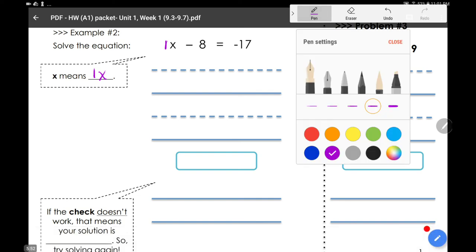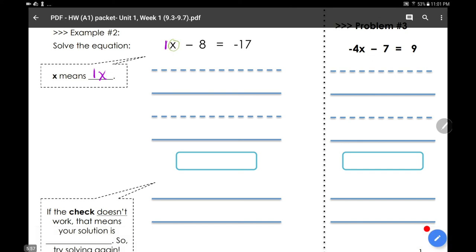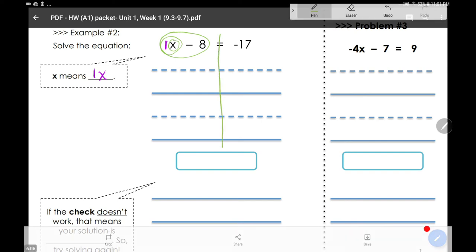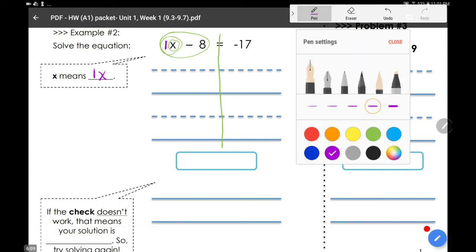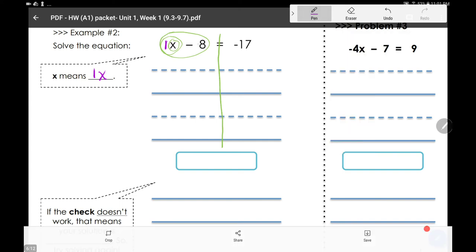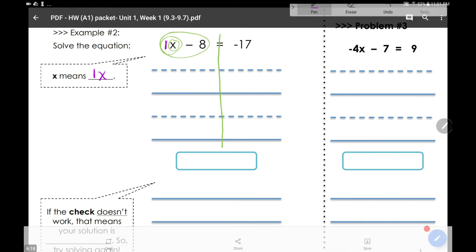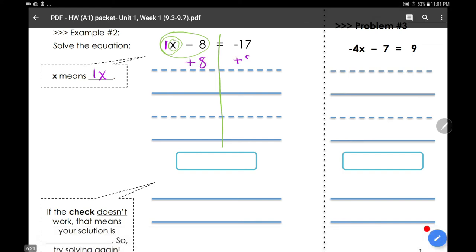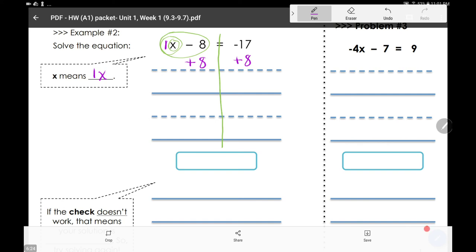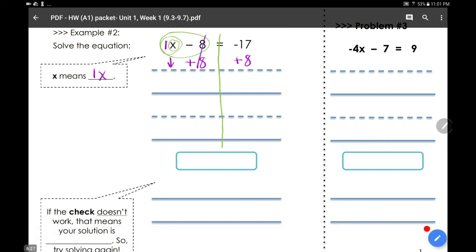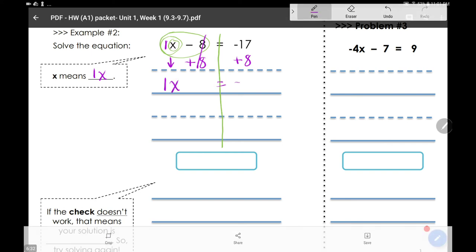So what that tells us is in order to get x by itself, let's circle x because we want to get that by itself. We have a 1 next to it, and then we have a minus 8. And let's draw our equal bar. Okay, so we got to apply inverse operations now in order to get x by itself. We remove the outer layer first of the onion. So to remove that negative 8 in the outer layer, we need to add 8. Add 8 on both sides. Okay, now this cancels out. I'm going to bring down the 1x, leaves us with 1x is equal to negative 17 plus 8 is negative 9.